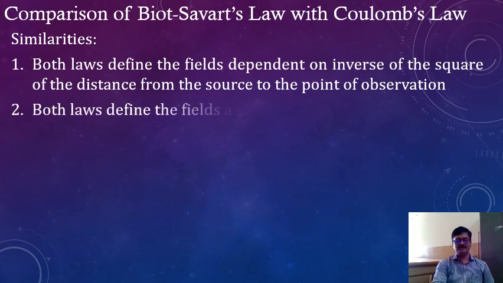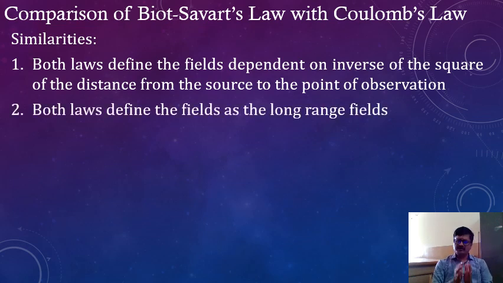Now the second similarity: both the laws define their respective fields as long range fields. Like electric field is long range, similarly magnetic field is also a long range field. So Biot-Savart law and Coulomb's law, both of them define their respective fields to be what? Long range fields. Okay, so this is one more thing.